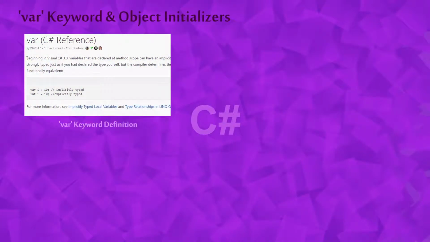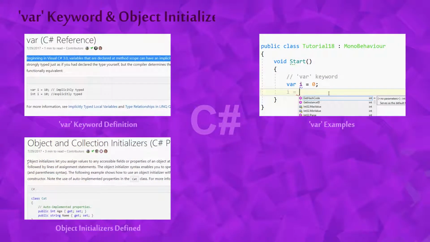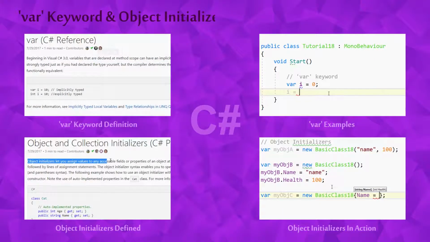I'll take you through the Microsoft Docs definition of what the var keyword is. Then we'll see some examples of it in action. After that we'll look at the definition of object initializers. And finally I'll show you an example of them.